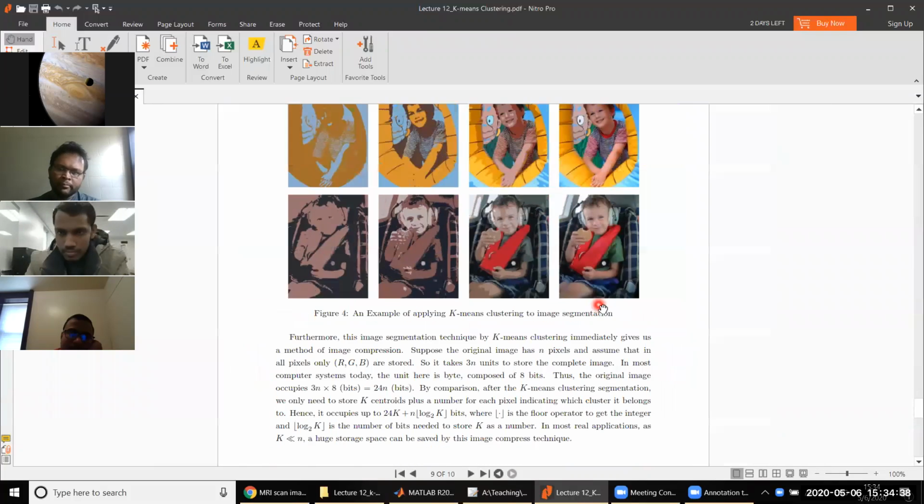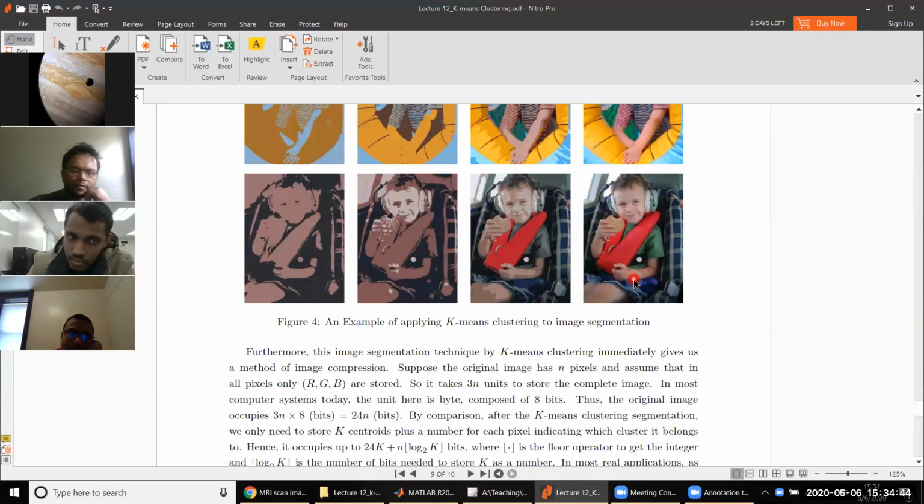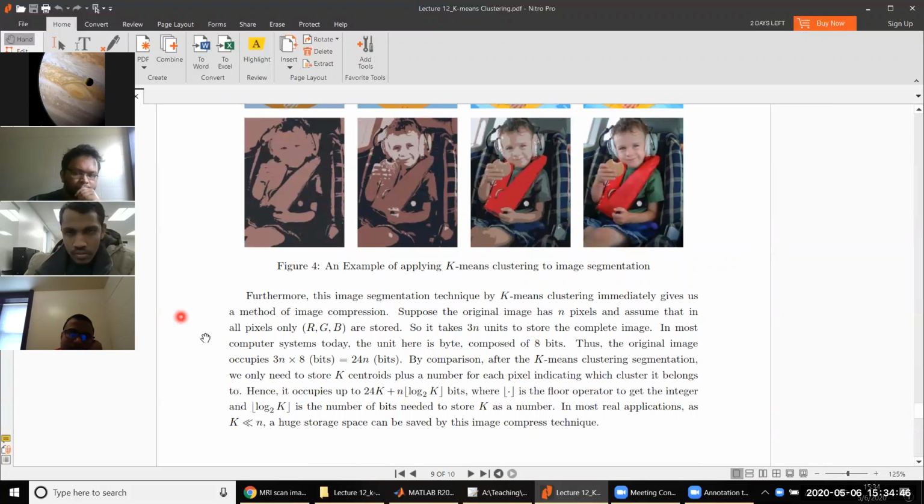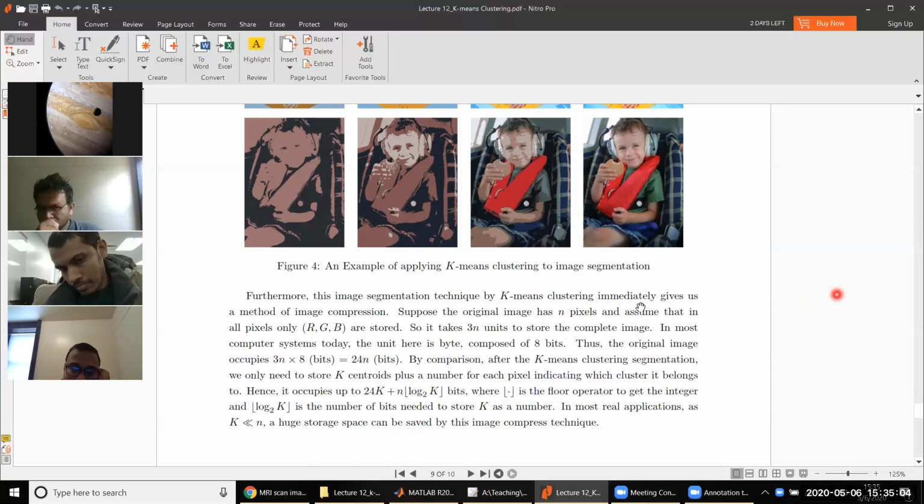Okay, another very important application is data storage compression, or let's say image compression. Why? Think about this. Initially, I have n pixels and I have RGB, 3 colors. So it takes 3n units to store the complete image. A unit here means storing 1 pixel, for example. In most computer systems, 1 pixel is represented by 1 byte, which is 8 bits, right? So in total you need 3n times 8, which is 24n bits to store this image. N is the number of pixels.